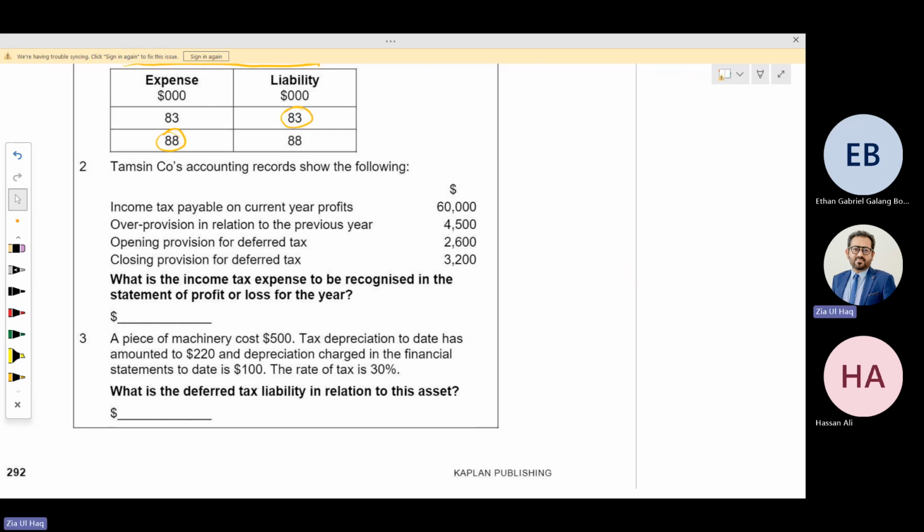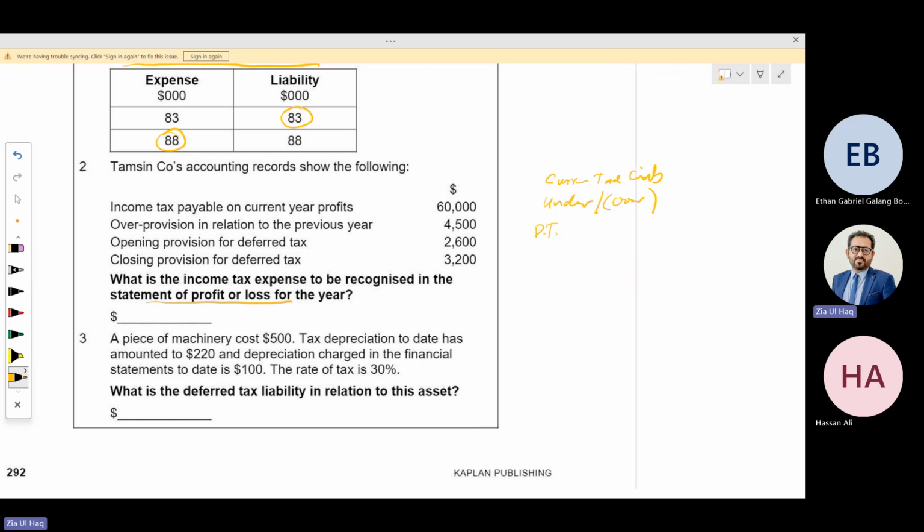What is the amount of income tax expense to be recognized in P&L? Current tax liability. In that we need to add under provision or deduct over provision. And in that we need to adjust deferred tax: increase, add; decrease, subtract.